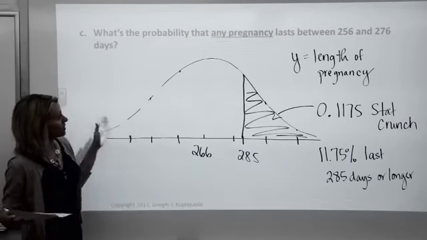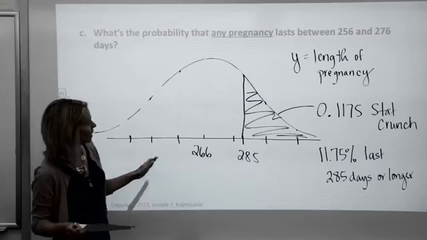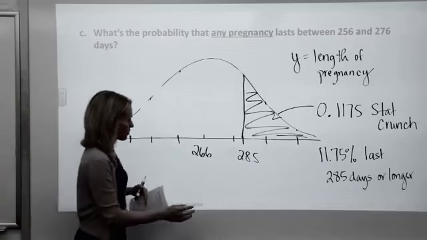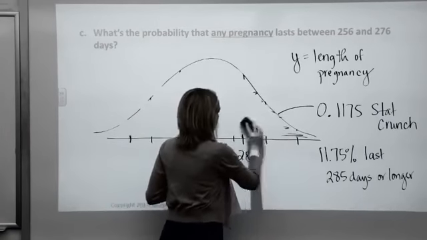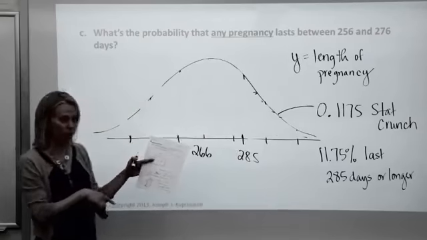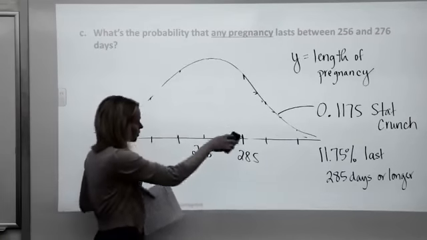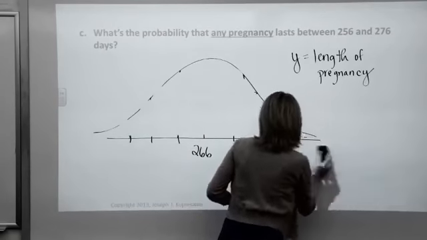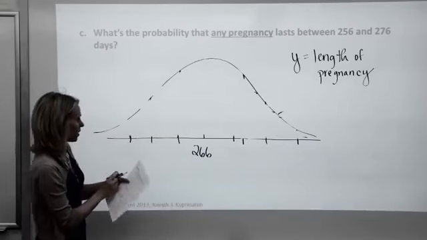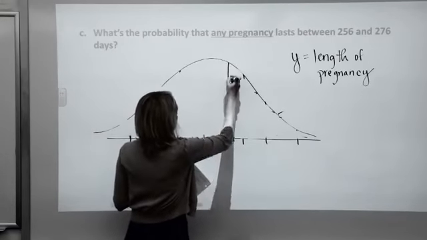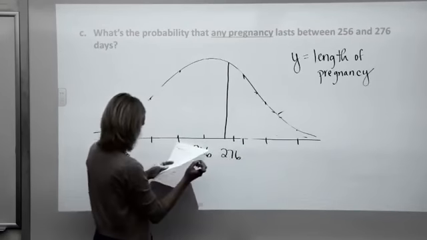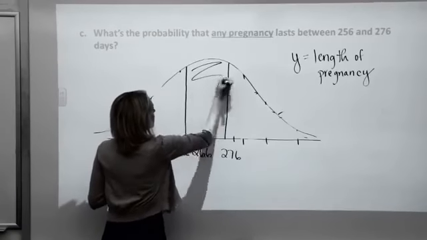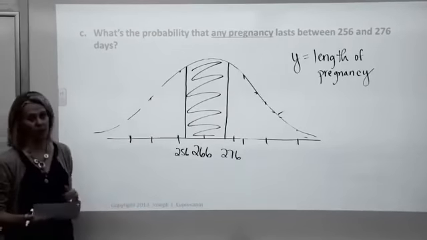What's the probability that any pregnancy lasts between 256 days and 276 days? Again, this is nothing new. This is just area under the normal model. I'd recommend for each of these parts that you draw yourself a new picture in each one. So draw yourself a new normal model. And this time we'd like to find the area from 276 down to 256. We're finding that area right there.